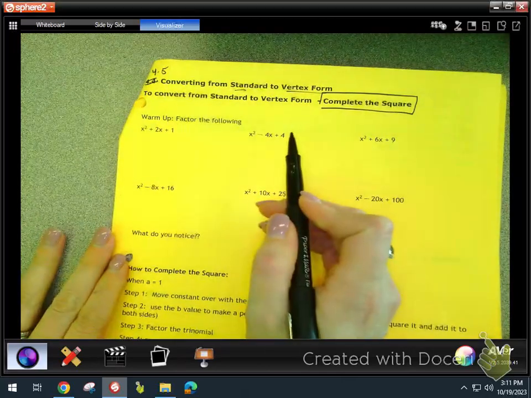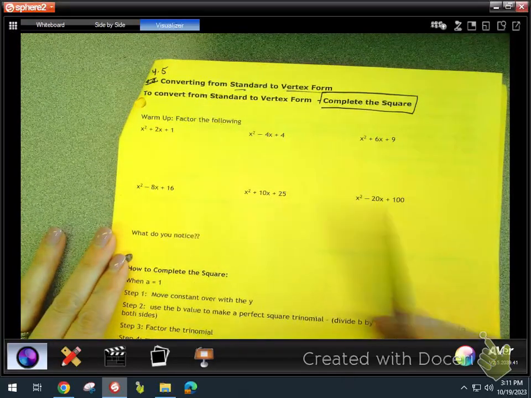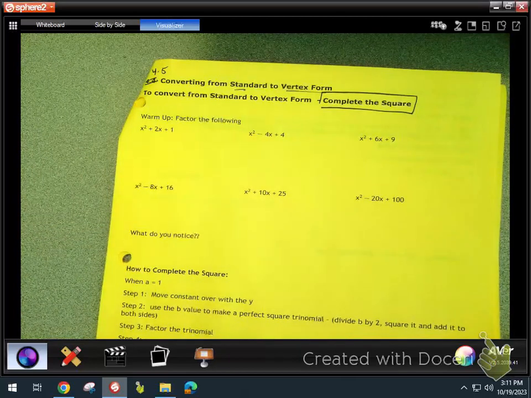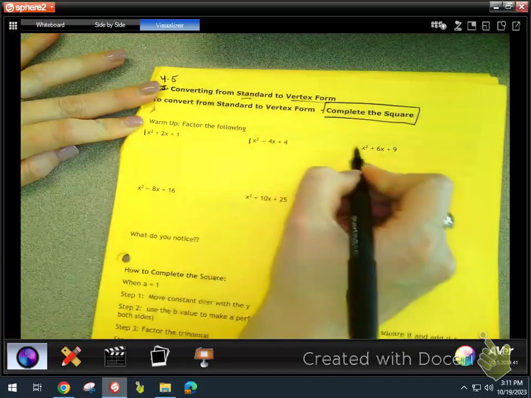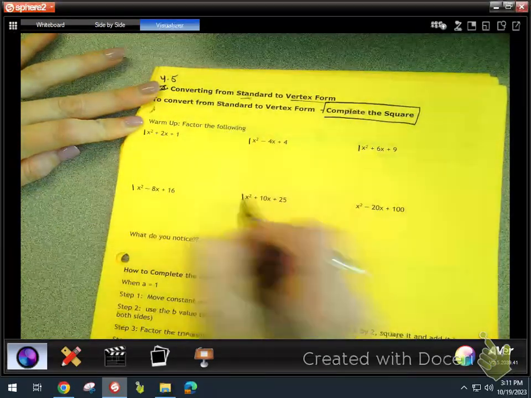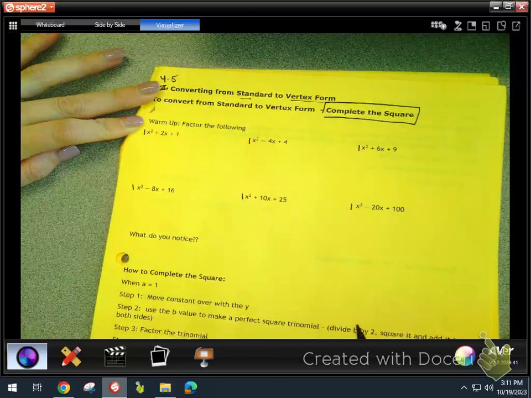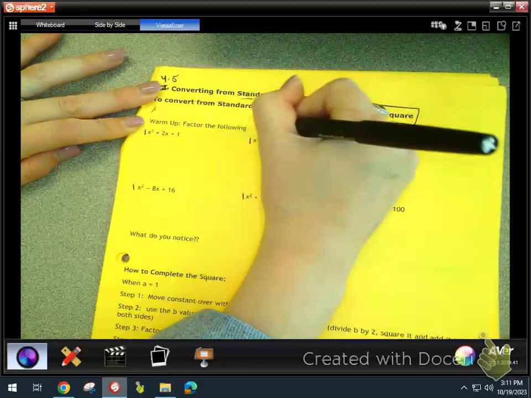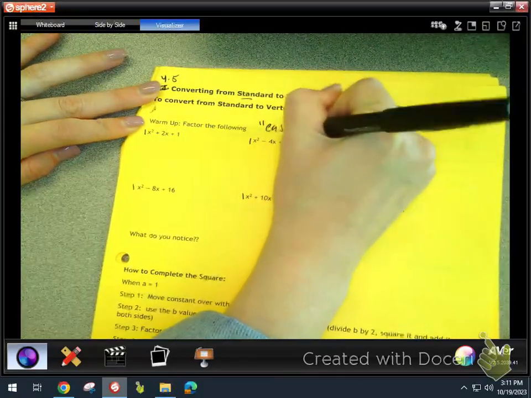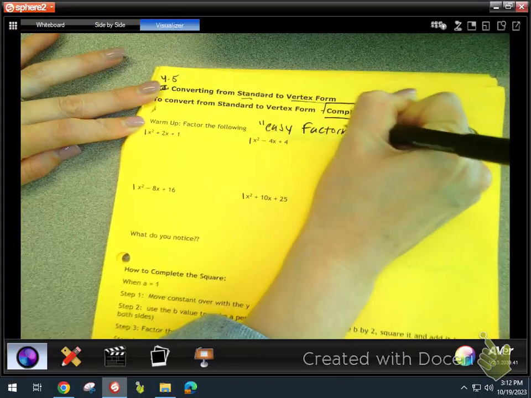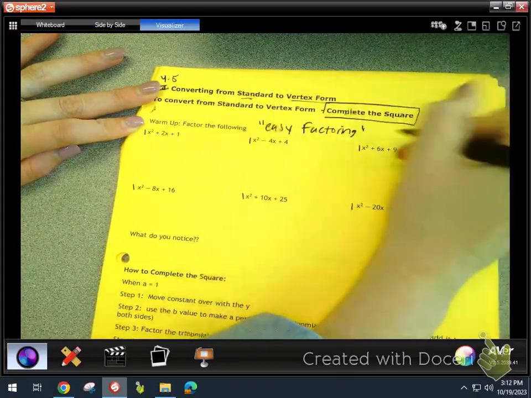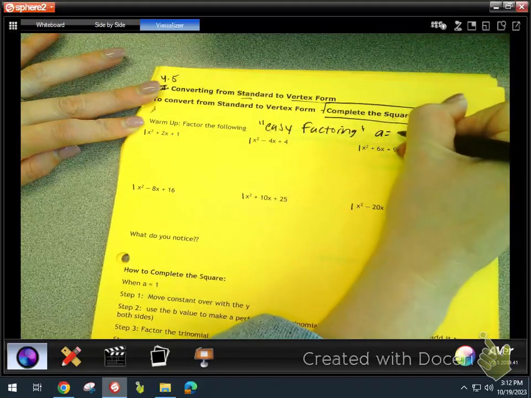Factor the following, okay? All of these trinomials, what do they have in common? First thing, they're in standard form. Their A values are all 1. What did I classify trinomials with the A value of 1? What did I call those? Easy factoring. But basic works too. But this is easy factoring. And why is the only reason that it's easy? Because A is equal to 1.